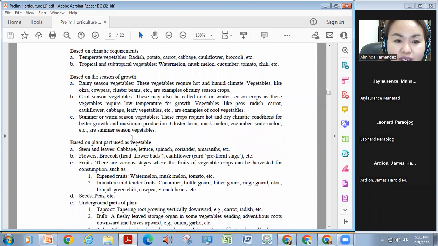And based on season of growth, whether rainy season sila, cool season, or summer or warm season, they are also being classified as such. So, usually, pag rainy season, yung mga tanim or vegetables that they like humid and hot, no? Cool season naman is gusto nila malamig, so dapat definitely sa highland sila. And summer or warm season, yung mas better sila pag dry, like the muskmelon, bean, cucumber, watermelon.